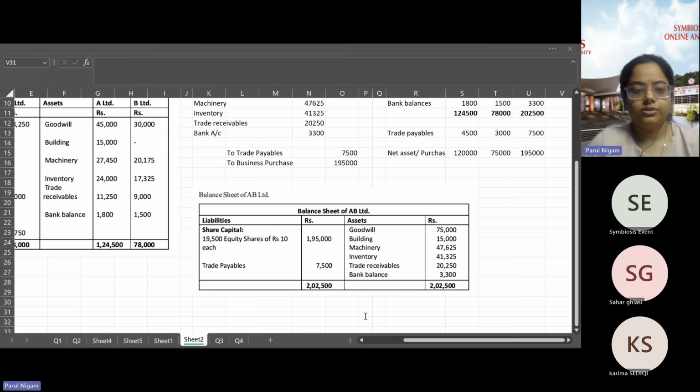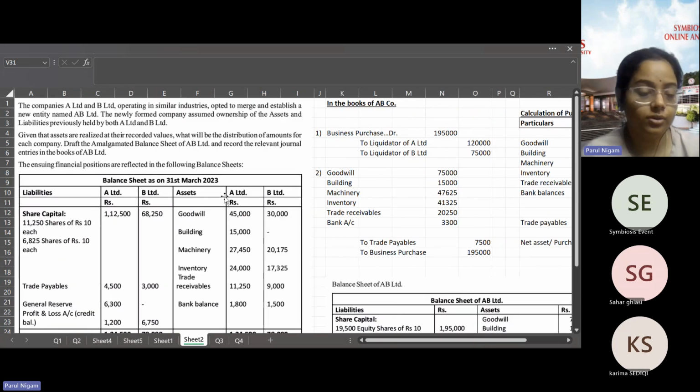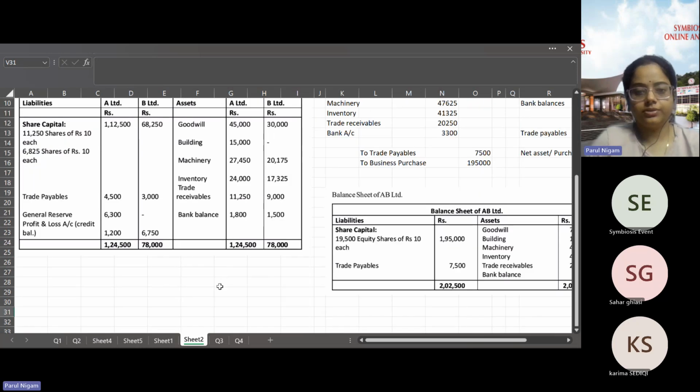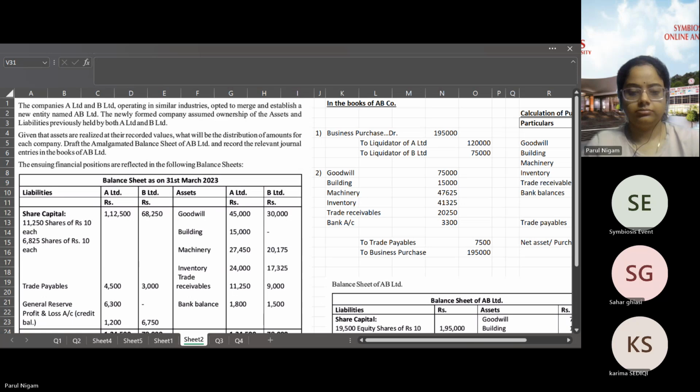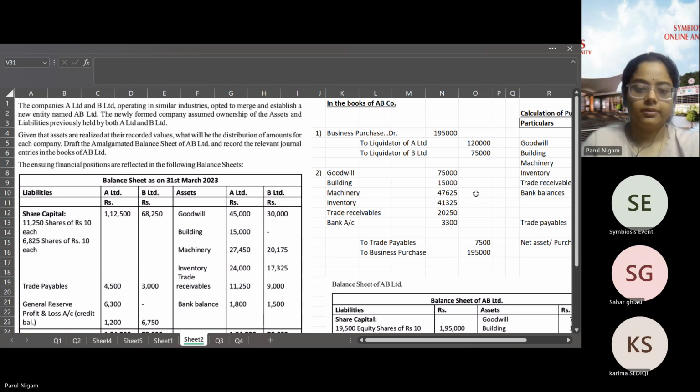Basically, this is a very basic way of recording amalgamation of companies. Okay, any doubt in this question? Is it clear, or you want me to help you in understanding any of the concepts again? Any doubt, any question? No doubt? Okay, fine.